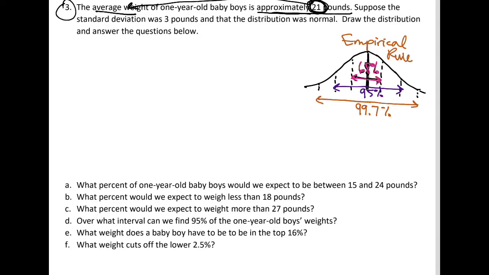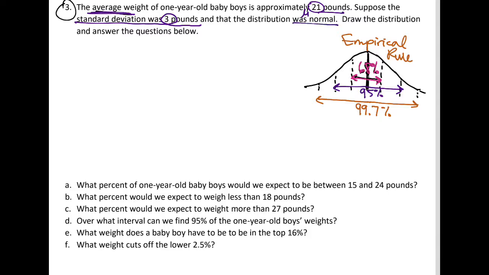Sometimes that happens, so don't expect to number pick and be able to find the word that goes with that number directly next to it. You actually have to read it. So we have the average weight of 1-year-old baby boys is approximately 21 pounds. So we know that the average is 21 pounds, which, remember, the average is just your mean. So we know that's our mean. And suppose the standard deviation was 3 pounds. So we know that's our standard deviation.